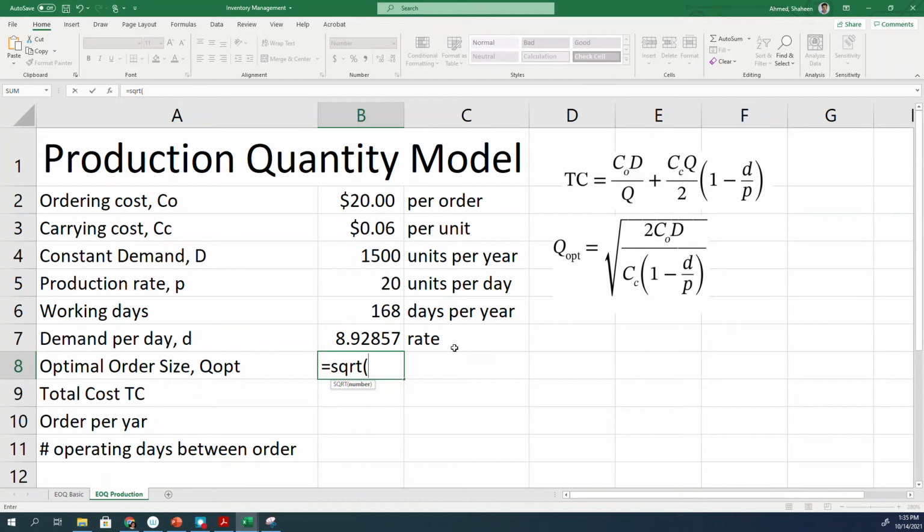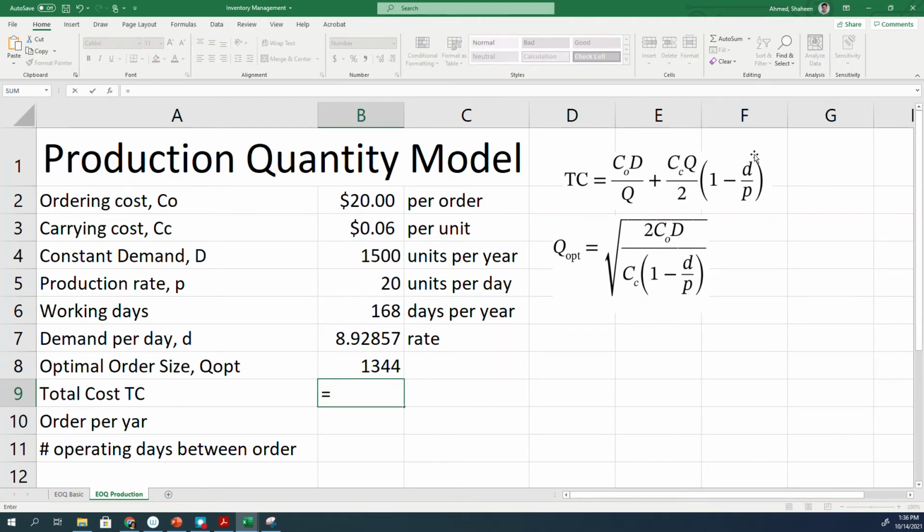We're going to type here SQRT, then 2 times the order cost per order, and then the total demand, divided by CC, which is the carrying cost, divided by this 1 minus D by P. 20 is the P. Close the parenthesis for the square root. So the optimum order size is 1344.